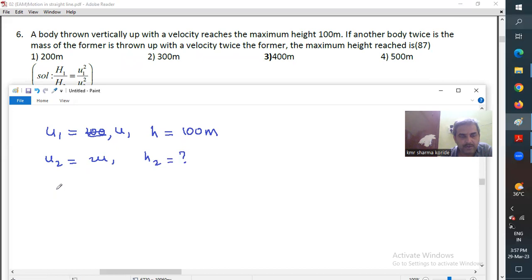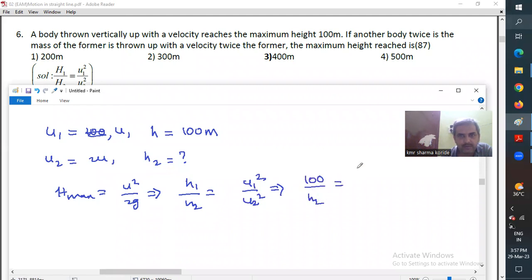So directly make use of the equation of maximum height. H max is equal to U square by 2G. Therefore, H1 by H2 is equal to U1 square by U2 square. So H1 is 100 meters, H2 you are looking for. U1 is U, U2 is 2U, so 2U whole square means 4U square. So therefore H2 is equal to 400 meters. Option 3 is correct.